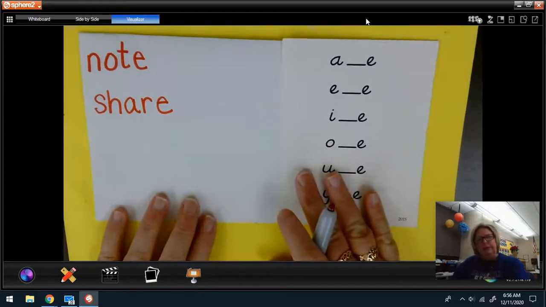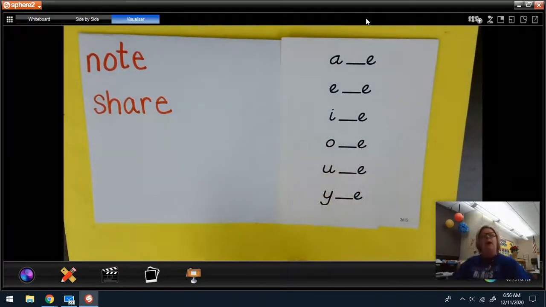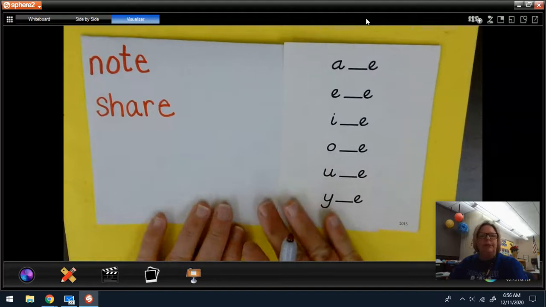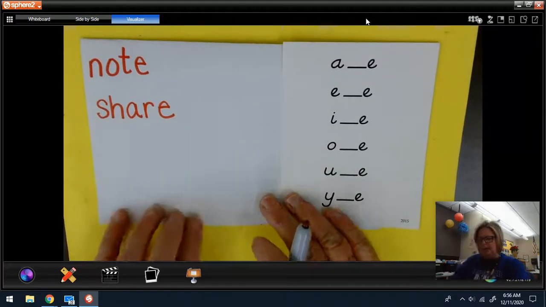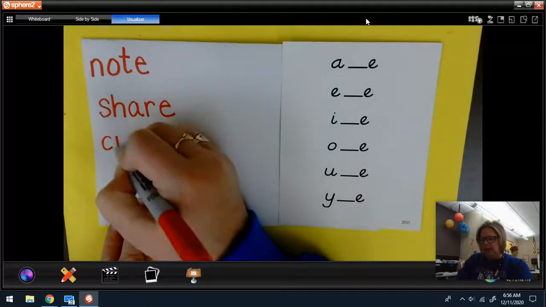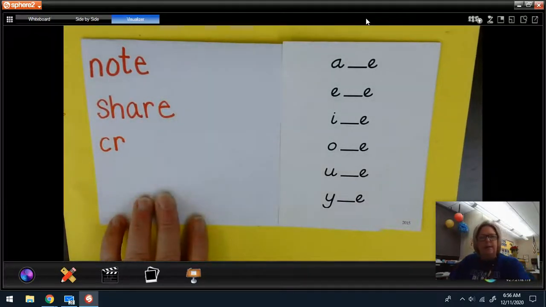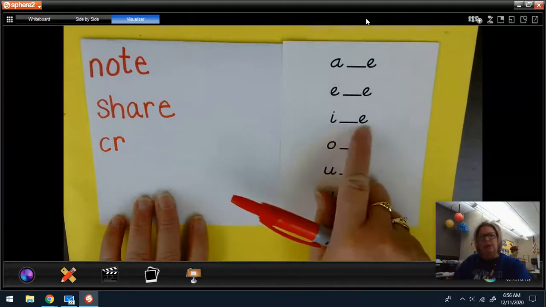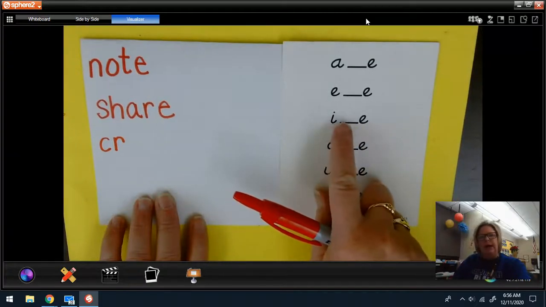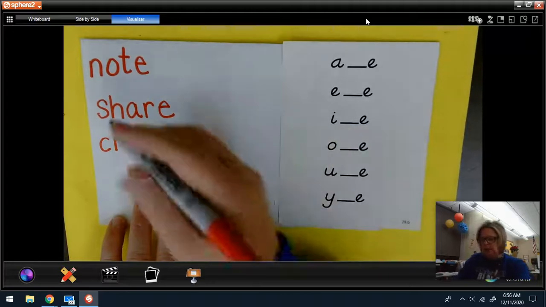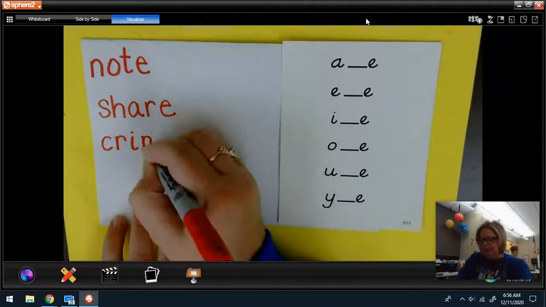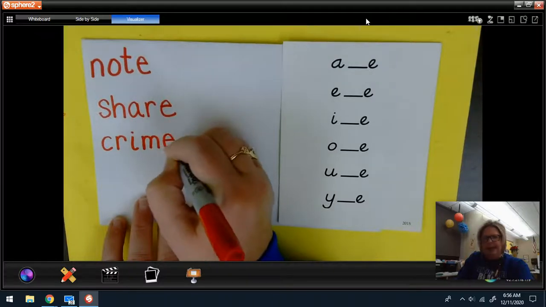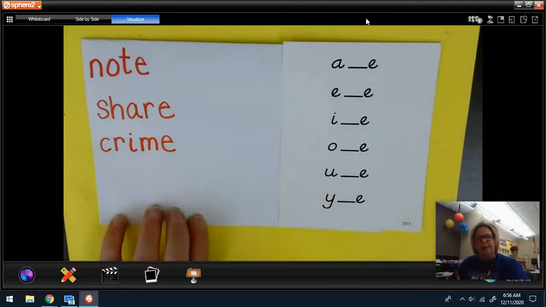All right, the next word is crime, crime. If you steal something or do something that breaks the law, that could be a crime. So I hear k-r. And the vowel sound is I, crime. So we're going to use this pattern, I, consonant E. So I, then the consonant, followed by E, crime.